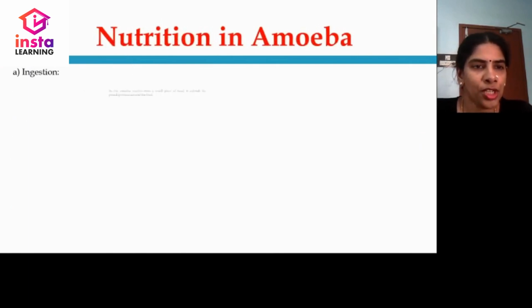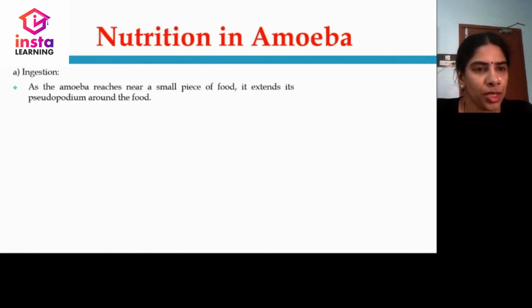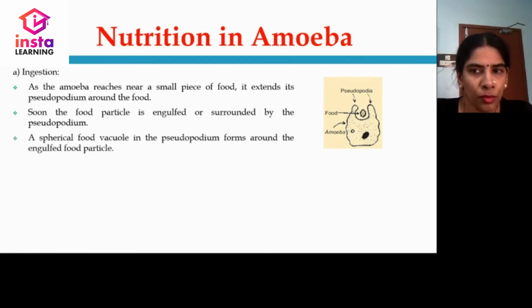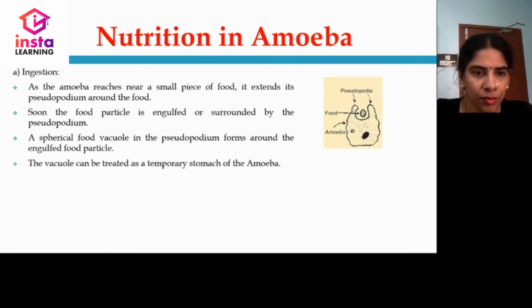Let us discuss ingestion. What happens in ingestion? As the amoeba reaches a small piece of food, it starts to extend its pseudopodium around the food. Soon, the food particle is engulfed or surrounded by the pseudopodium. A spherical food vacuole in the pseudopodium forms around the engulfed food particle. The vacuole can be treated as a temporary stomach of the amoeba.